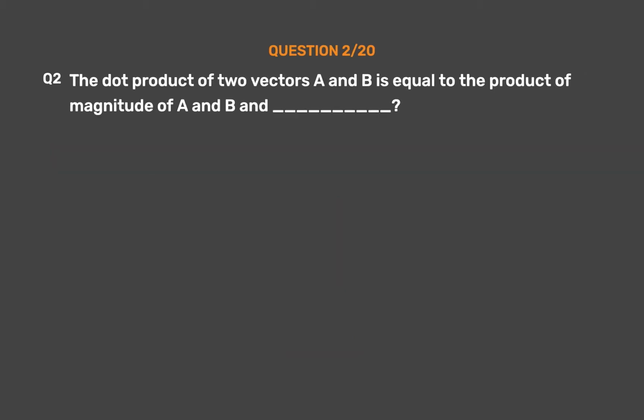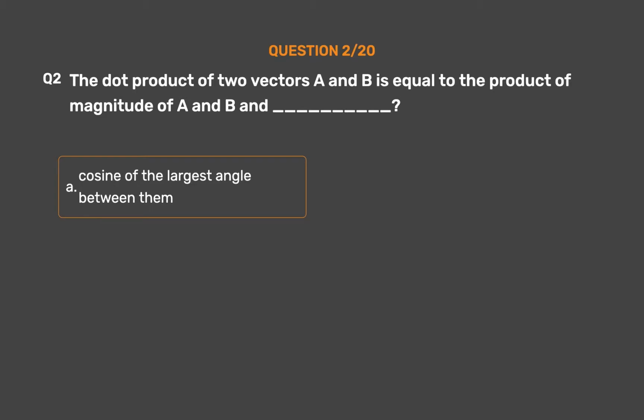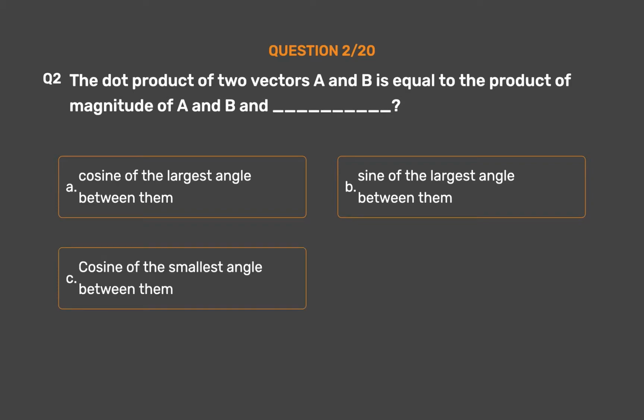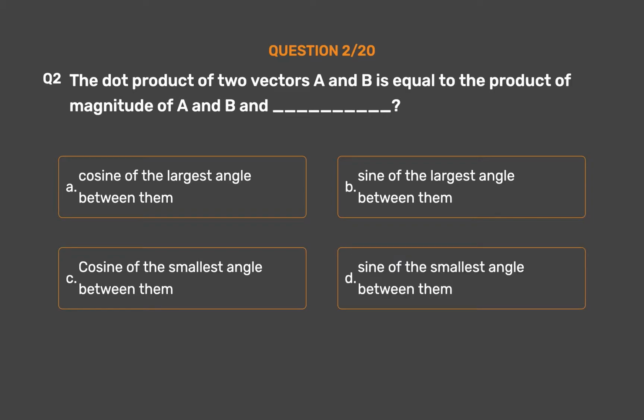Question number 2. The dot product of two vectors A and B is equal to the product of magnitude of A and B and underscore. Option A. Cosine of the largest angle between them. Option B. Sine of the largest angle between them. Option C. Cosine of the smallest angle between them. Option D. Sine of the smallest angle between them. The correct answer is Option C. Cosine of the smallest angle between them.